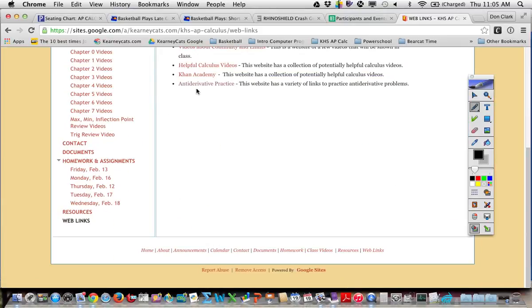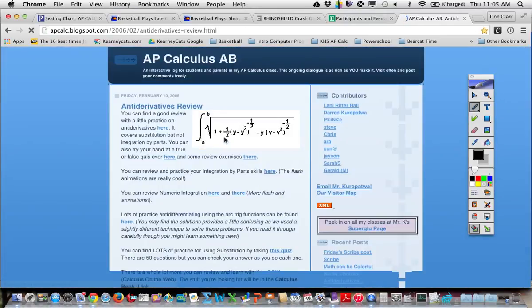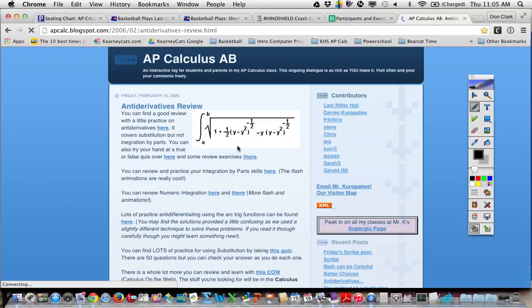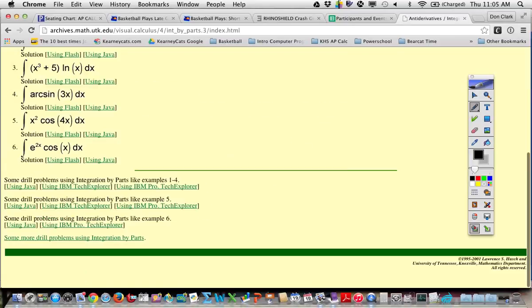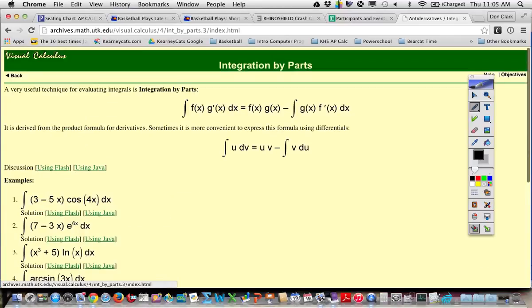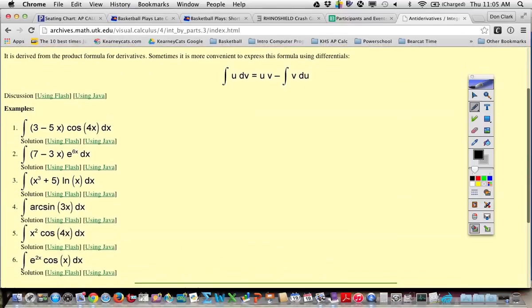But if you go to web links and you go down here to antiderivative practice, and again, the link to my website, this is where the videos and stuff are. If you've never been there, you can go to carneycats.com. On my homepage on Carney Cats, there's a link to there. Here it talks about integration. You can review and practice your integration by parts skills here. The flash animations are really cool. I'm not sure how well this works. We'll see.